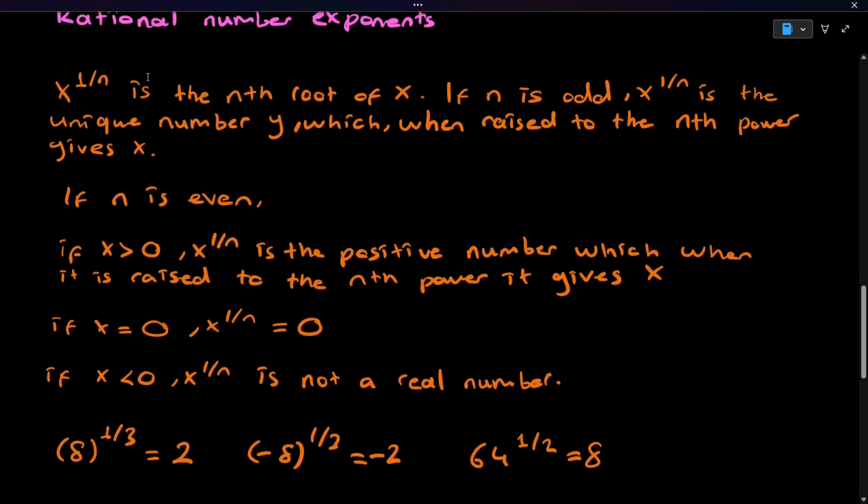Rational number exponents. x to the 1 over nth power is the nth root of x. If n is odd, x to the 1 over n is the unique number y, which when raised to the nth power gives x. For example, 8 to the power of 1/3 is equal to 2. Why? Because from the definition, which number cubed, which is my nth here, is 8? It's clearly 2, therefore this is equal to 2.